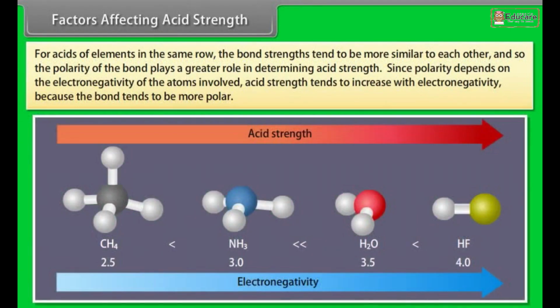For acids of elements in the same row, the bond strengths tend to be more similar to each other, and so the polarity of the bond plays a greater role in determining acid strength. Since polarity depends on the electronegativity of the atoms involved, acid strength tends to increase with electronegativity because the bond tends to be more polar.